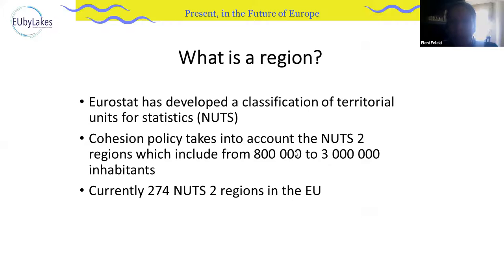Let's just very rapidly define that Eurostat has developed a classification of territorial units for statistics. This is called NUTS. And the cohesion policy, the policy of the European Union that is dedicated to cohesion, takes into account the NUTS 2 regions, which include approximately 1 million up to 3 million inhabitants. Currently, there are 274 NUTS 2 regions in the EU. Moving to the next slide.